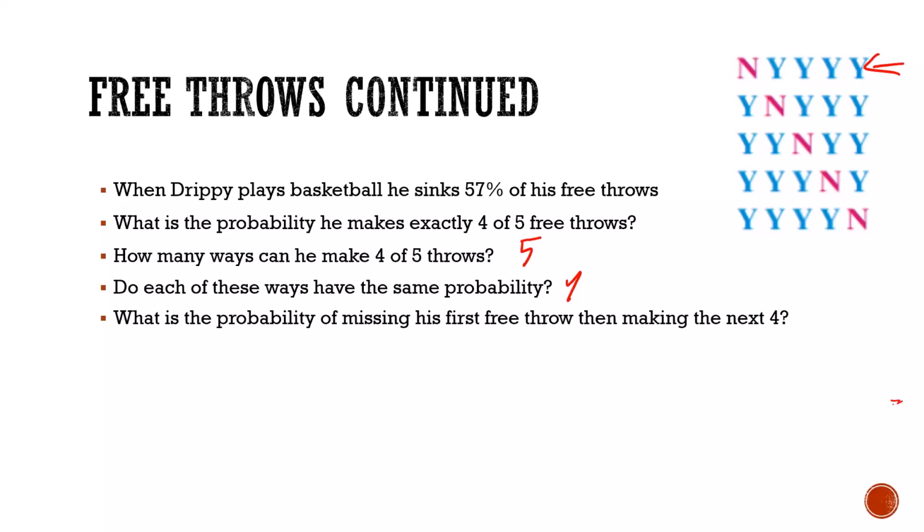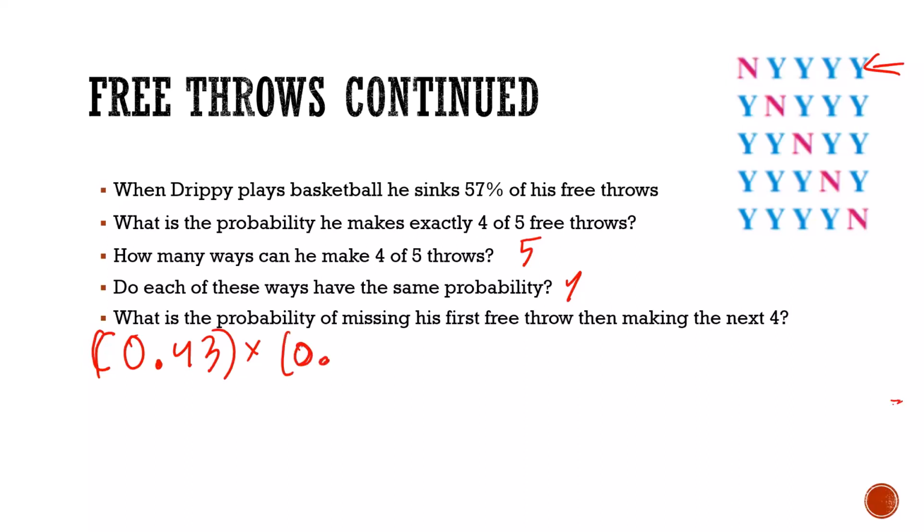So what's the probability that he will miss his first free throw, as a decimal? 0.43. He makes 57% of his free throws, so he misses 43%. So the probability he will miss his first shot is 0.43. Now, what's the probability that he then makes the next 4? If he misses the first shot 43% of the time, he will make his next shot 57% of the time.